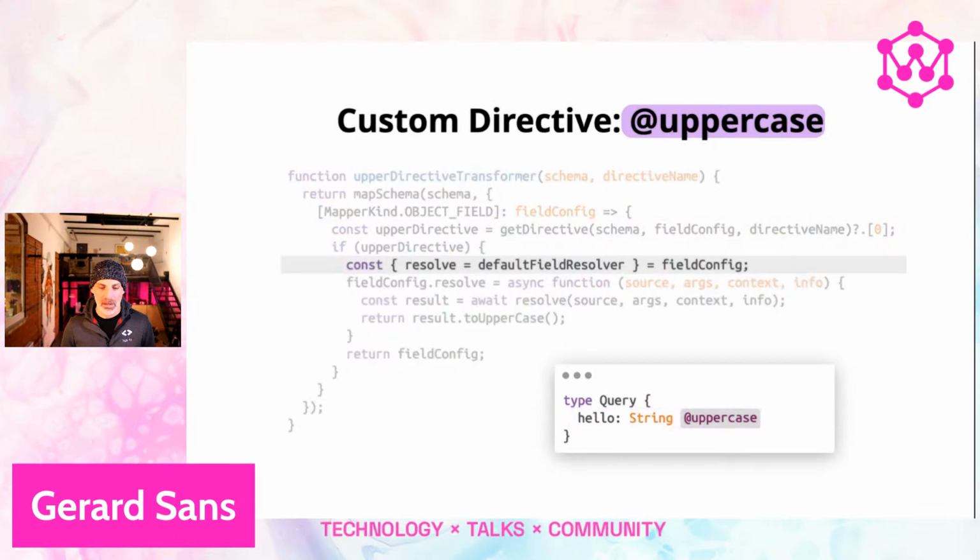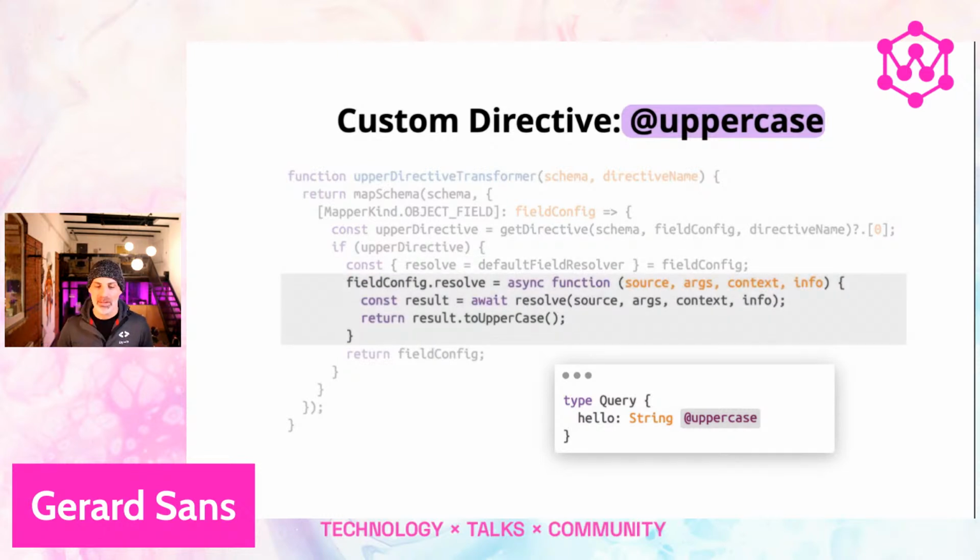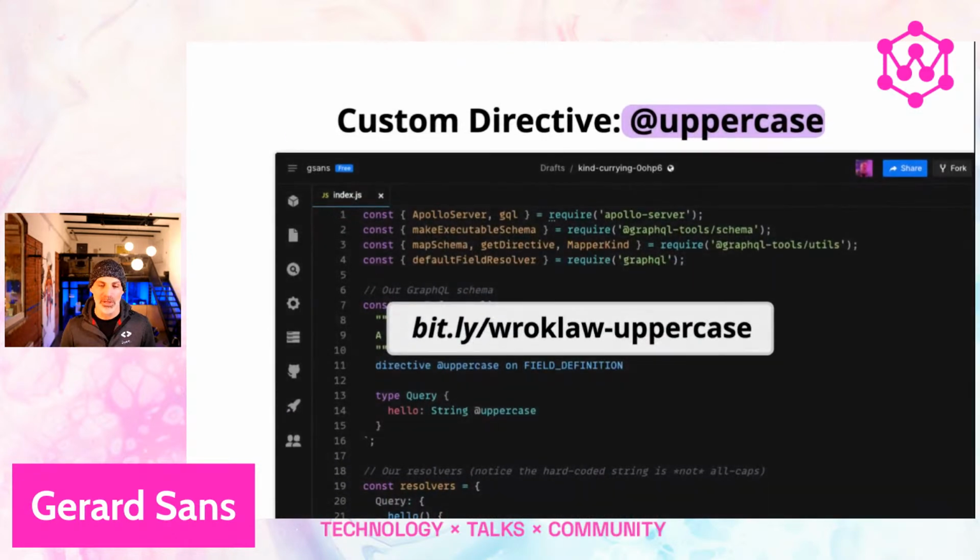In this case, I'm going to replace the resolver with that function, and I'm going to use the original resolver to change the result to uppercase. So this is another snippet that you can use. I'm also providing you with the code so you can play with it live. I just checked it before the talk, so it's still valid, and you will be able to change it if you want to try different directives.